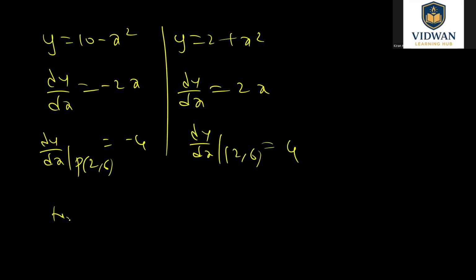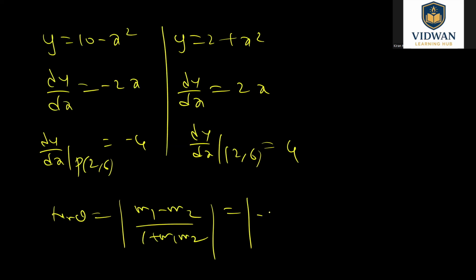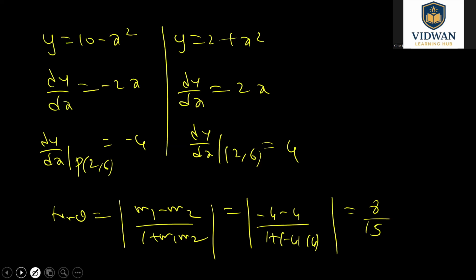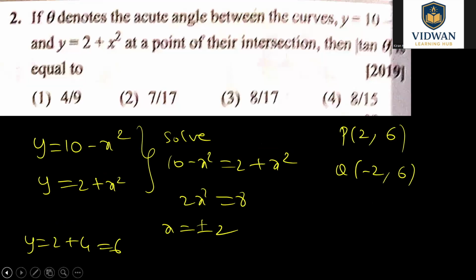Then you can say tan theta equal to modulus of (m1 minus m2) by (1 plus m1 m2). So if you subtract, minus 4 minus 4 by 1 plus minus 4 into 4. So this is going to be 8 by 1 minus 16, which is 15. Mod is there, so we can remove the negative sign anyway. So 8 by 15 is the value. So this is there in the option, but still if you want, you can check for Q also. The angle might be same.